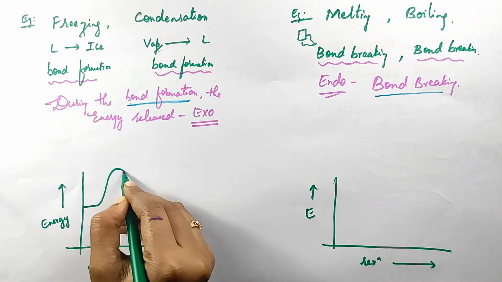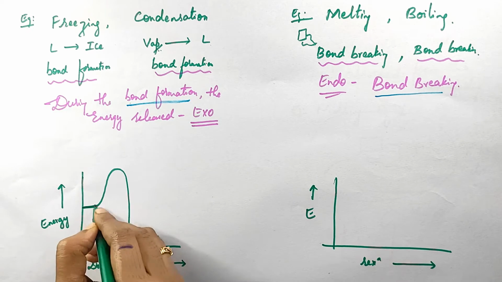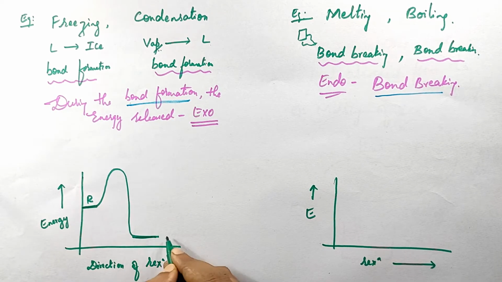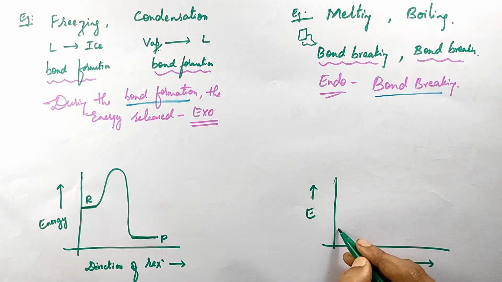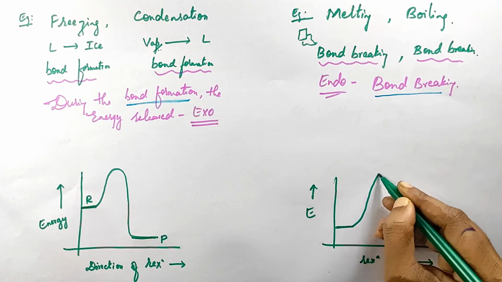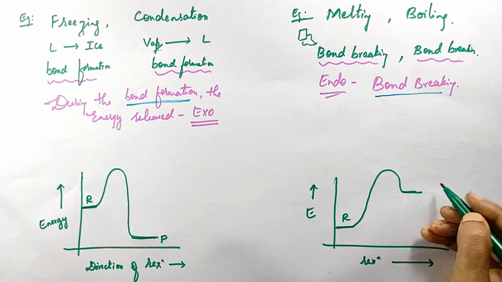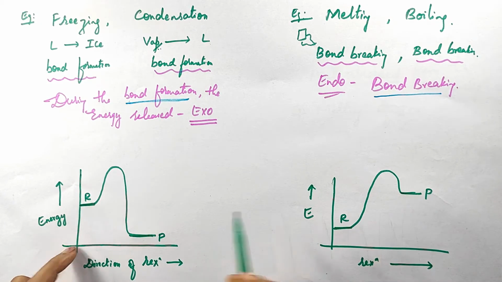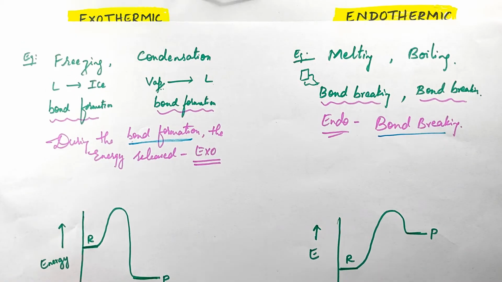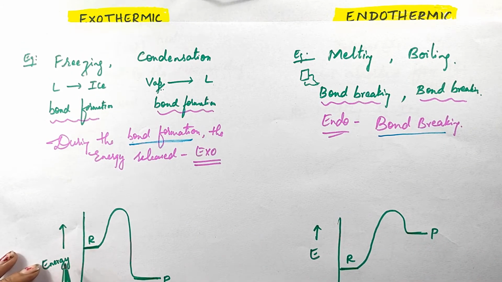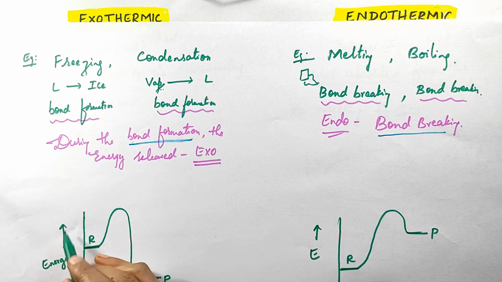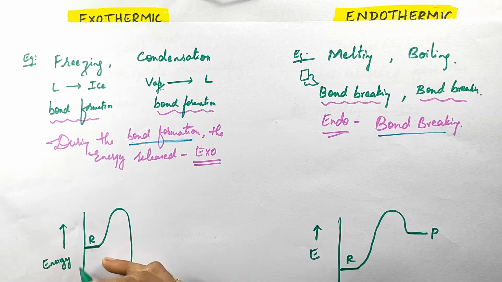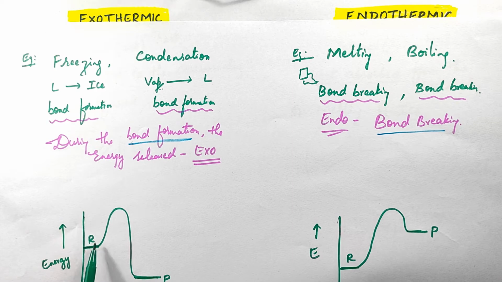This is the point, the reactant, and the point where the product is formed. In endothermic, this is the reactant, and this is the product. So observe both the graphs, reactant and product. Here in the exothermic reaction, the energy of the reactant is maximum. Look at this energy: as we go upward, the energy increases. So reactant energy is maximum. Product energy is minimum, low energy.